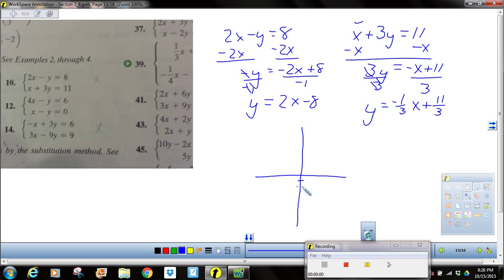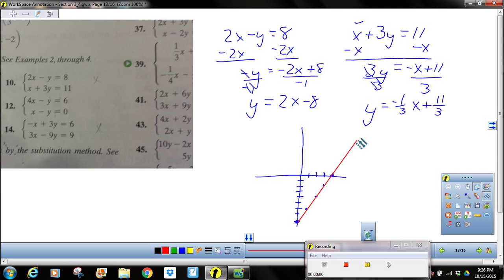-8. 1, 2, 3, 4, 5, 6, 7, 8. Now a piece of graph paper would have made this better. Y-intercept was -8. Slope is 2. So for every time I go over 1, I'm going to go up 2. I'm going to project this on out a little ways. Just because if I don't, I won't really be able to tell where the two lines hit.